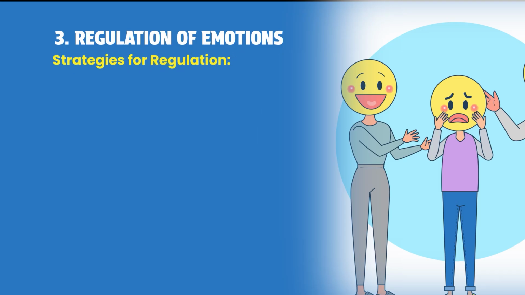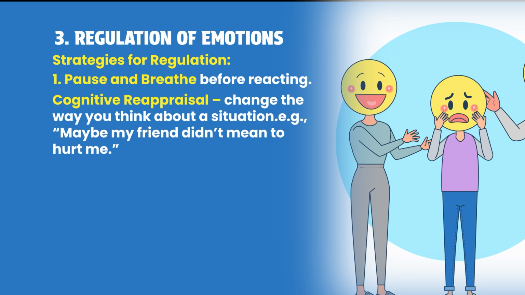So what would be the strategies of emotional regulation? The first thing you can do is pause and take a breath before reacting to any situation. When you take a pause, you will have sufficient time to analyze, regulate, and recognize the emotion. Without recognition, your reaction would not be very appropriate. The very first strategy is to pause and breathe before reacting.